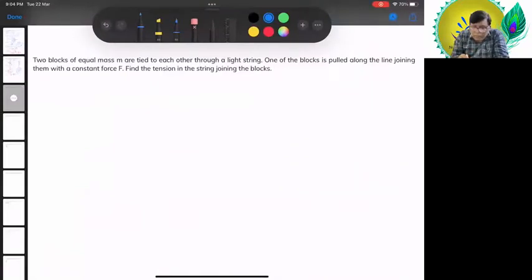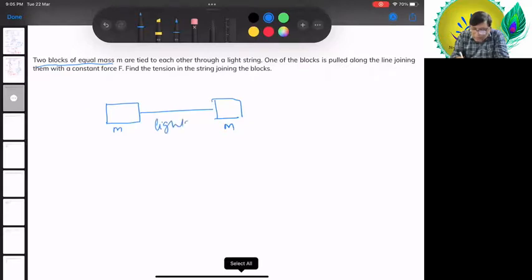Now two blocks of equal mass are tied to each other through a light string. What do you mean by light string? The mass can be negligible. In that condition, the tension in the whole string will be equal. One of the blocks is pulled along the line joining them with a constant force F. Find the tension in the string joining the blocks.